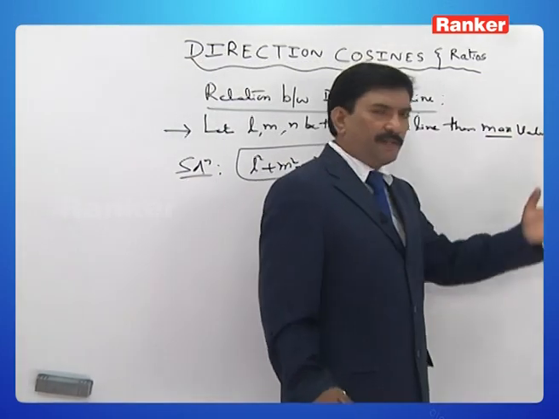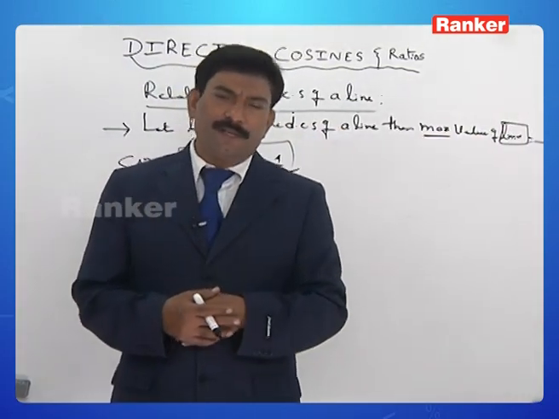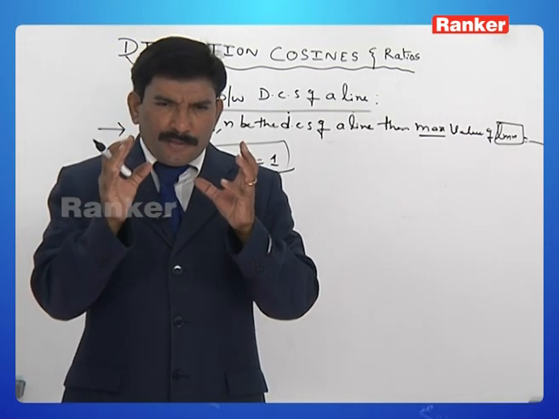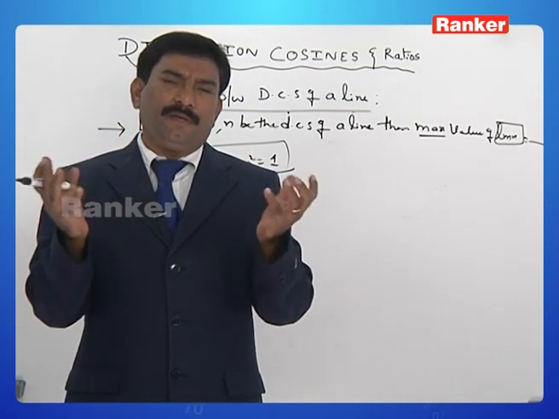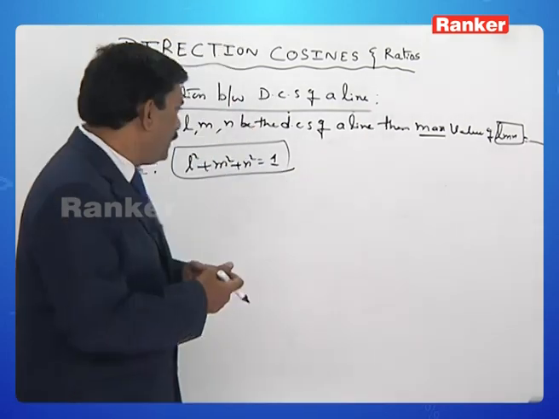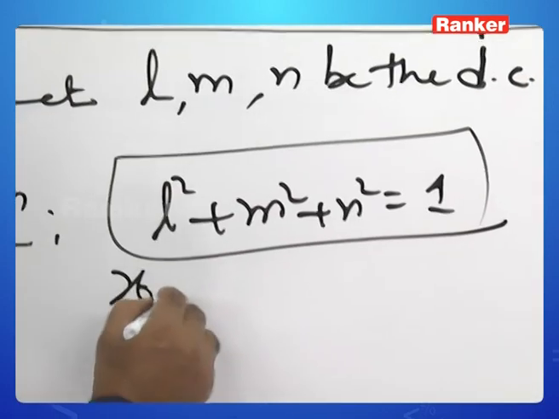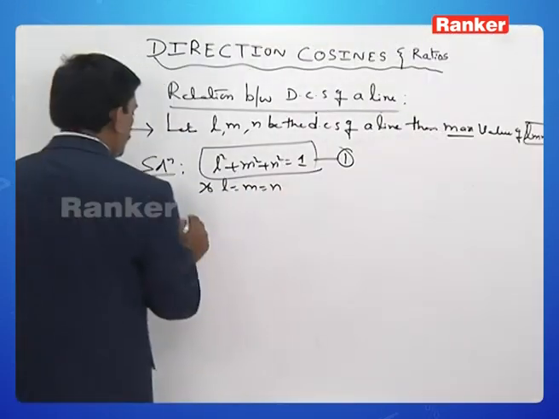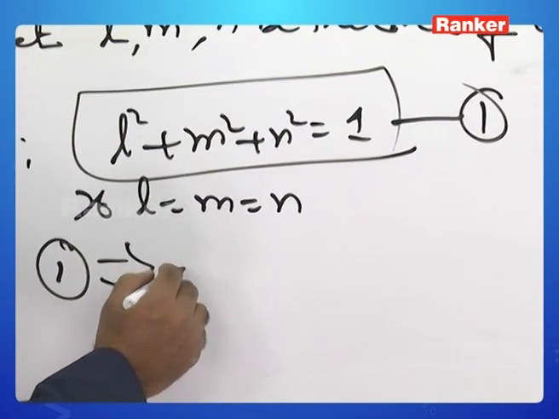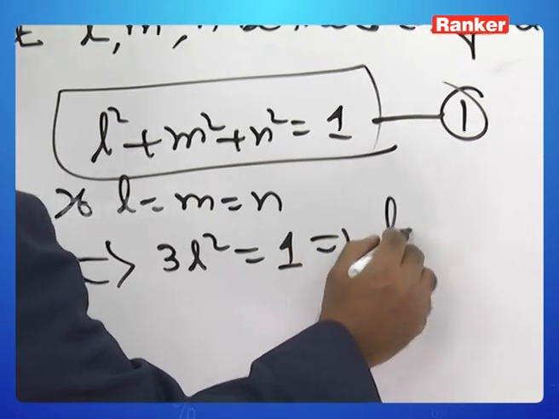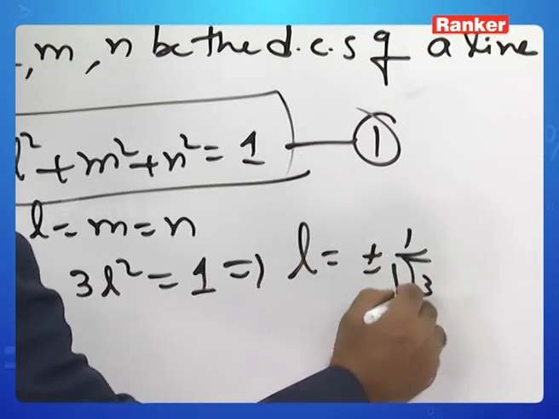In this product element, there are three variables L, M, N. If that product is to be maximum, L must be equal to M must be equal to N. So therefore, if L is equal to M is equal to N, treat this as a one result. So therefore, 1 implies 3L square is equal to 1, which implies L is equal to plus or minus 1 by 3.